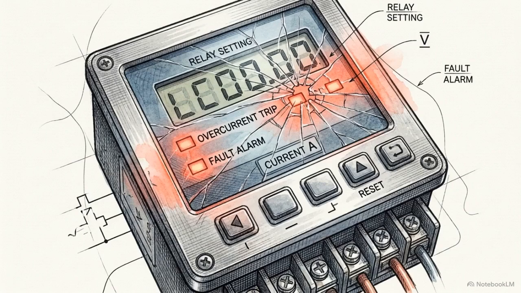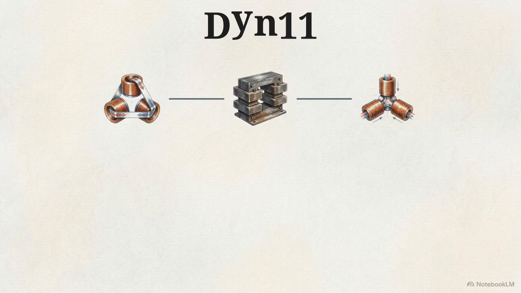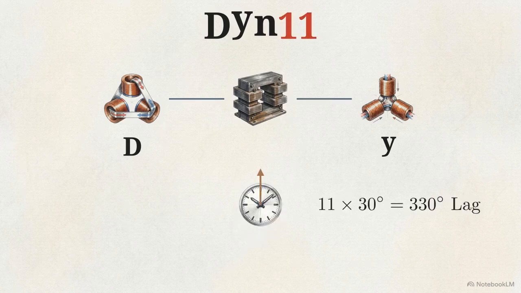If you assume that 1-to-1 ratio on different winding geometries, your relay will be looking at the wrong numbers, entirely compromising your safety margin. Most industrial applications rely on the delta Y configuration, noted as a DY-N11 vector group. D indicates a delta primary, and Y a Y secondary. The number 11 is a clock multiplier.